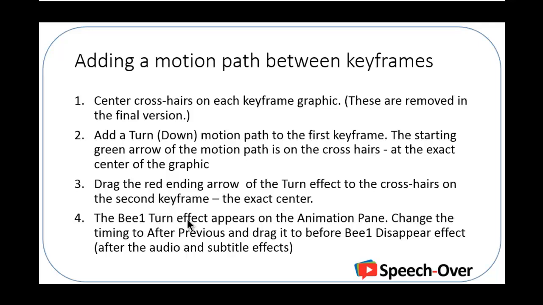The B turn effect appears on the animation pane. Change timing to after previous. Drag it to before the B1 disappear effect, which is after the audio and subtitle effect, because the motion occurs after the audio.